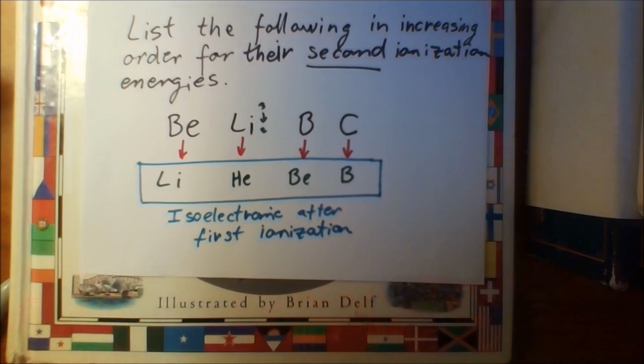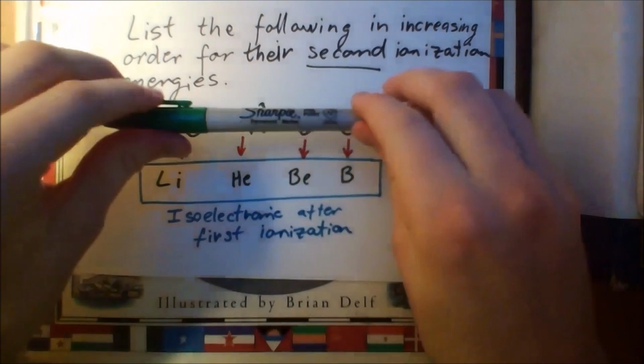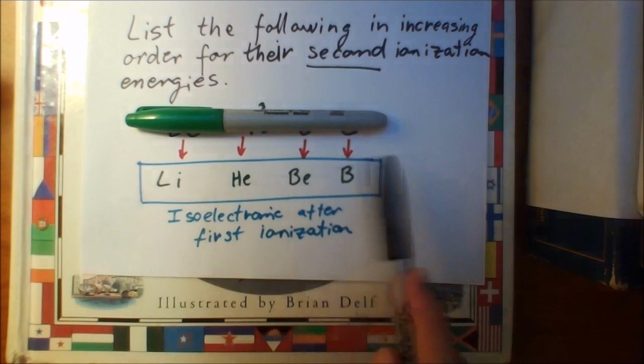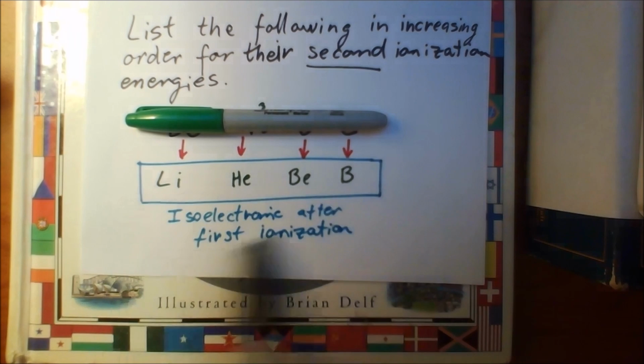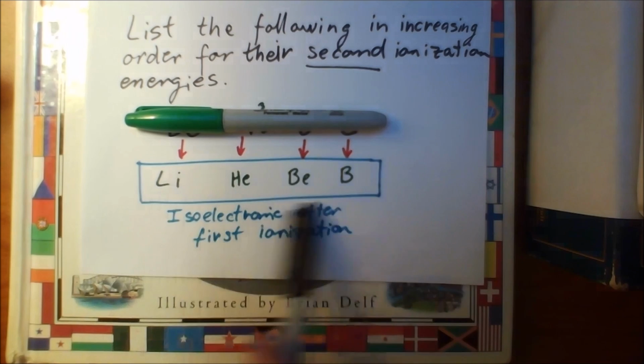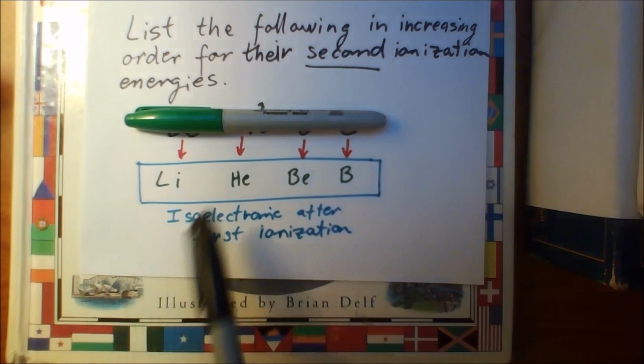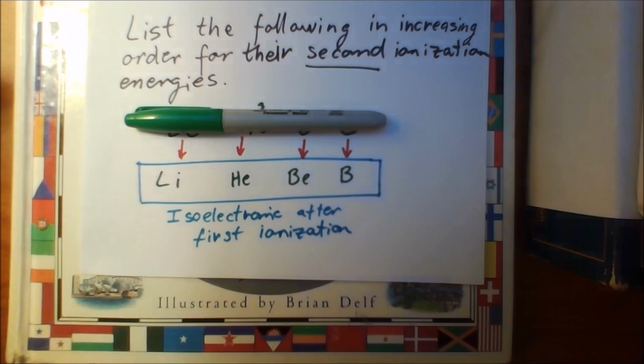Now we are going to ignore our initial elements and just look at the isoelectronic row after we've gone through the first ionization. We no longer care what the original elements are, we just care what they became isoelectronic with. And we're going to rank these new elements in order of increasing first ionization energy, and that will tell us the order of the second ionization energy for our corresponding original elements. So how do I rank these?